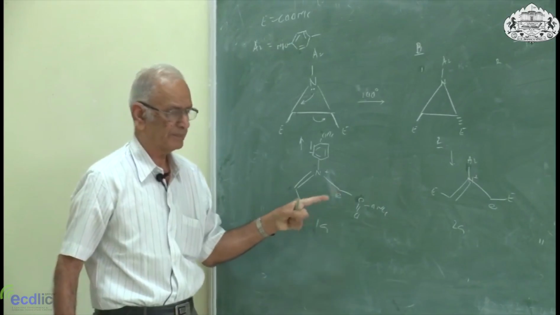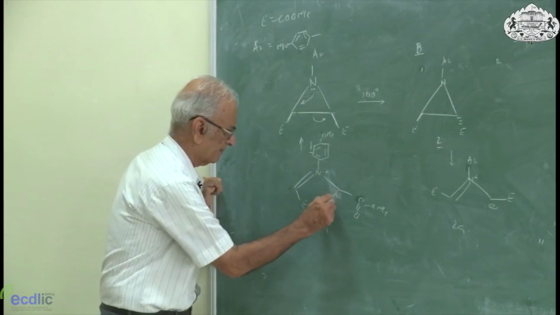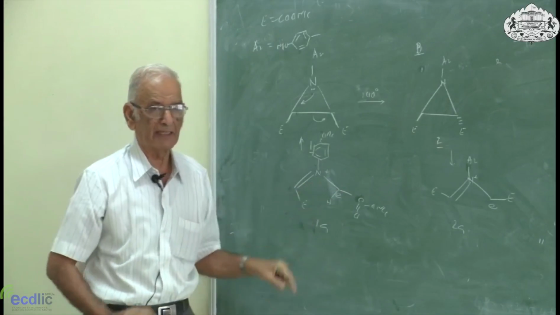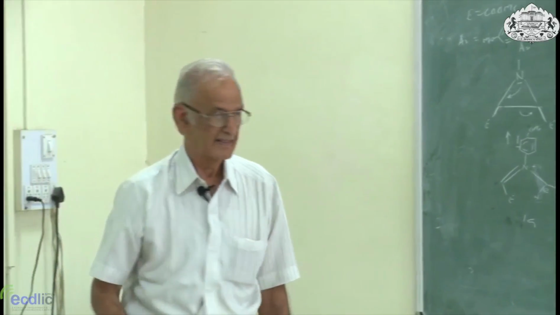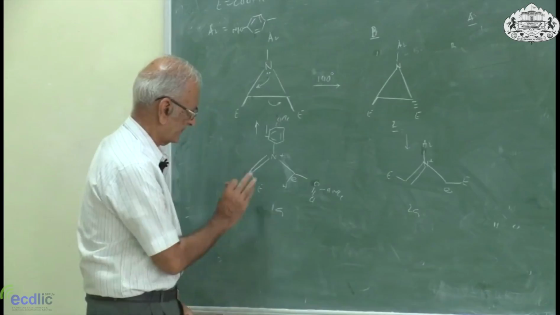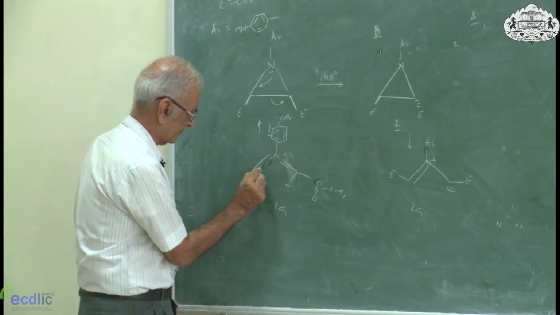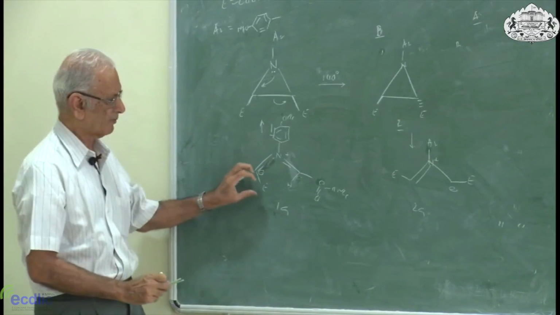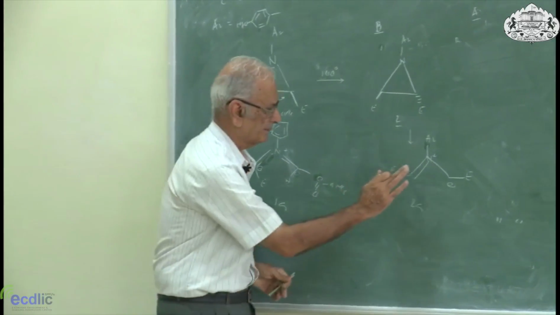This has become, this bond can rotate. It is now a single bond. If it is a single bond, I can rotate this. When I rotate this, let me write it like this, probably you will see it better. Rotate this, what will happen? Ester group will go outside.